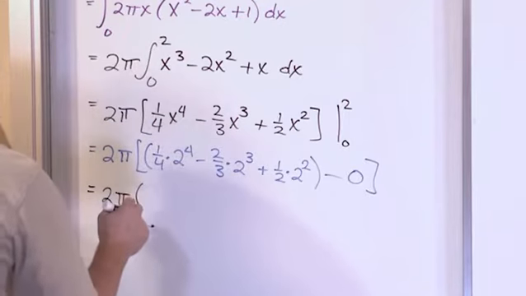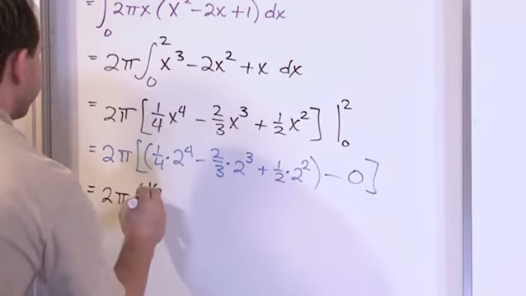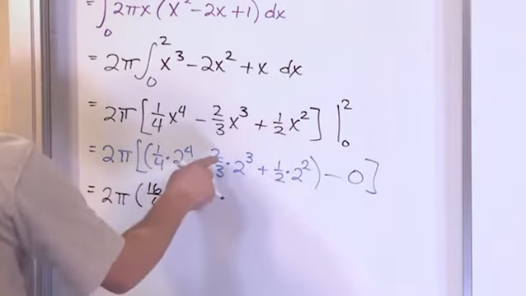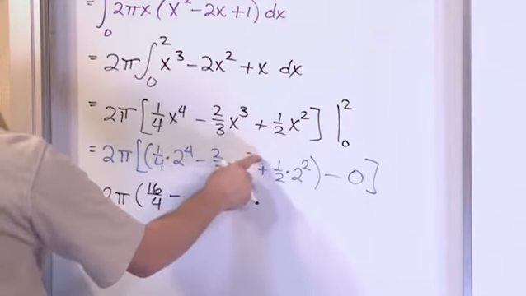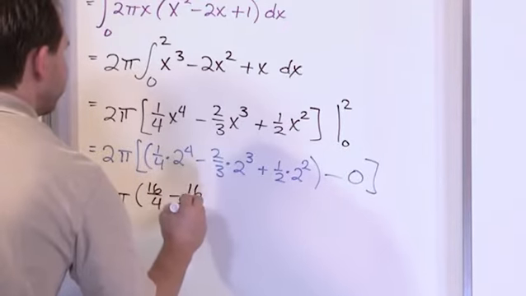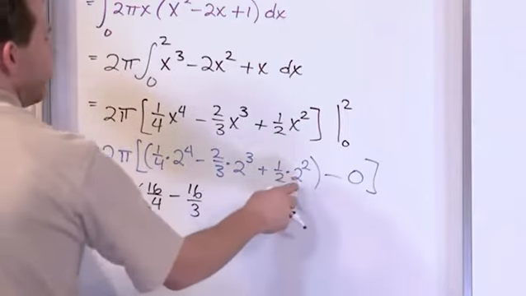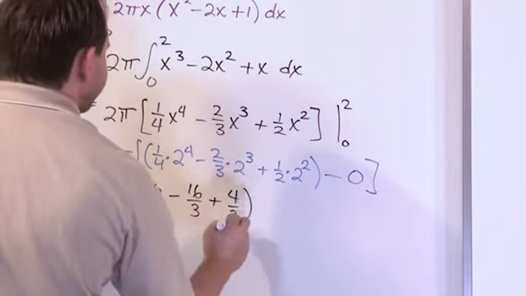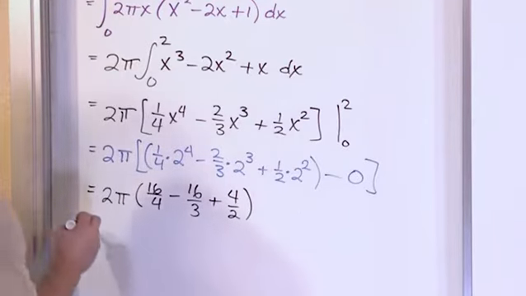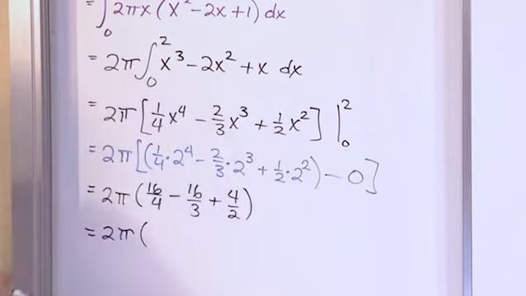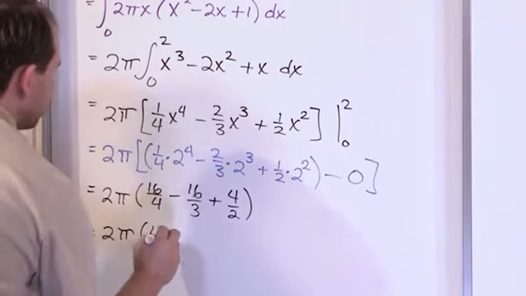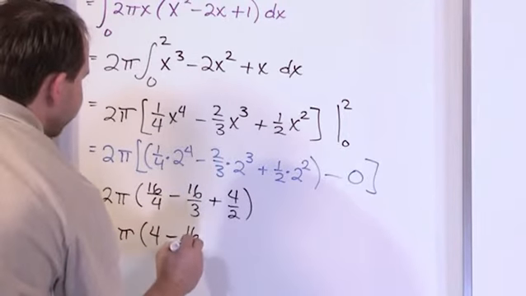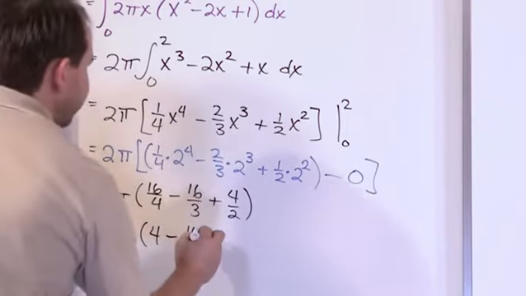So what we're going to have then is 2 pi, and then over here we'll have 2 to the 4th power is going to give you 16 over 4. Here you'll have 2 cubed is 8. 8 times 2 is 16, so that'd be 16 over 3. And here 2 times 2 is 4, so you'll have 4 halves. Just keeping everything tidy. And simplifying this, 16 over 4 is 4. 16 over 3 you kind of need to leave alone. And 4 over 2 is 2.